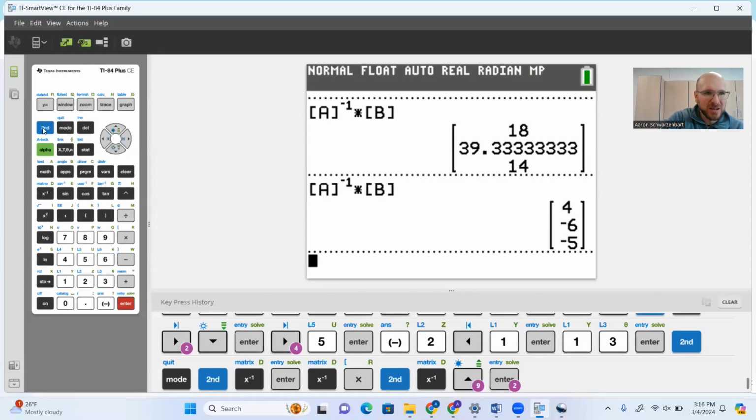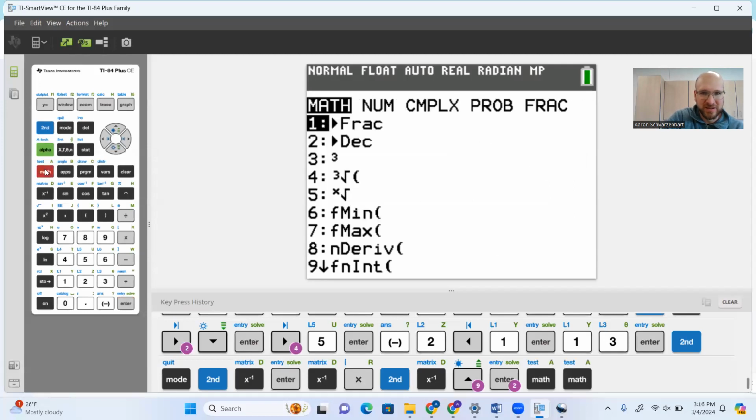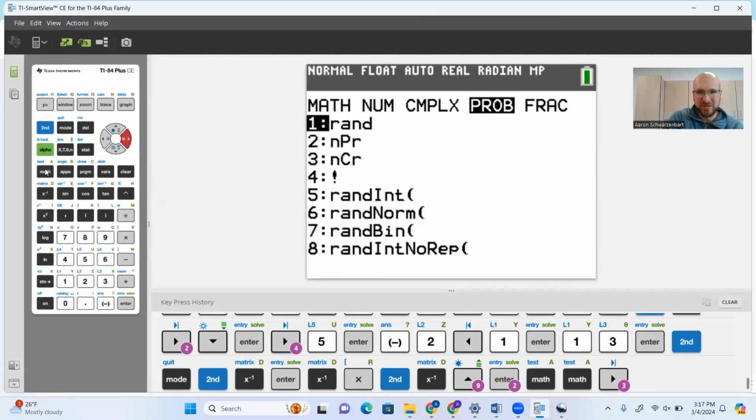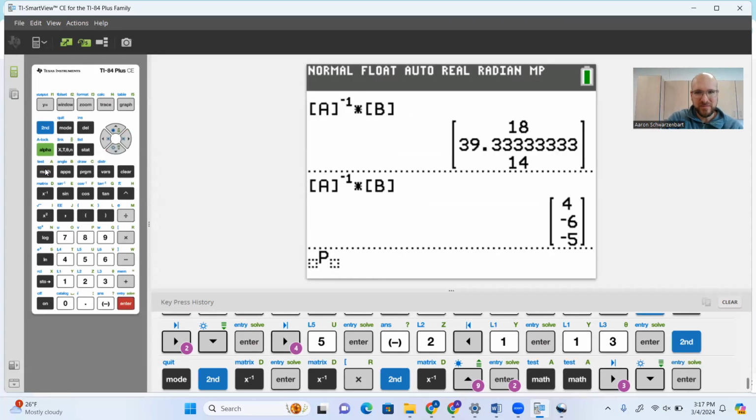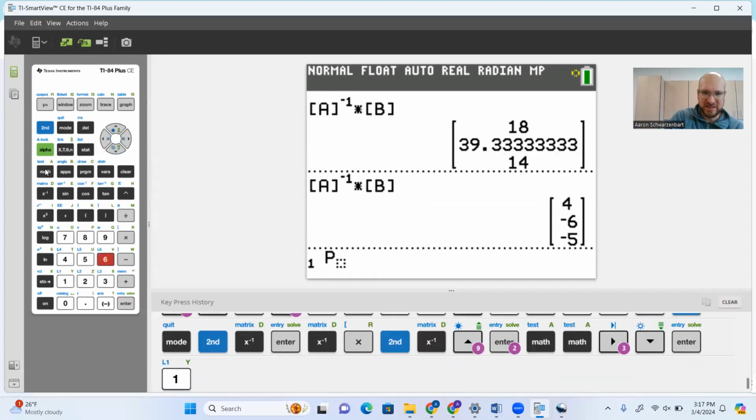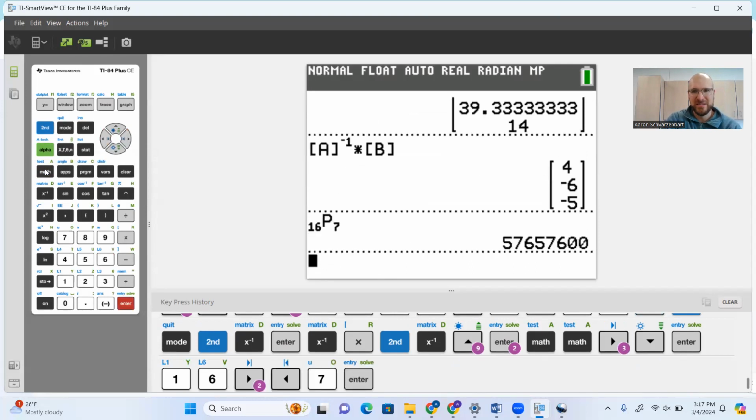So I press the math button. I scroll over to PRB, prob, for probability. So math, scroll over to prob, nPr, and 16, enter that, 7, enter. 57,657,600 different ways. That's a lot of different casts.